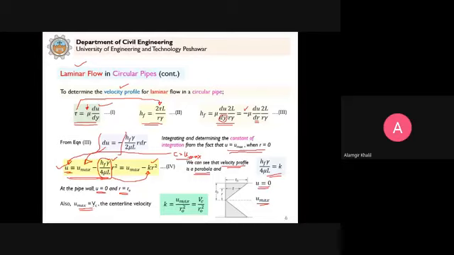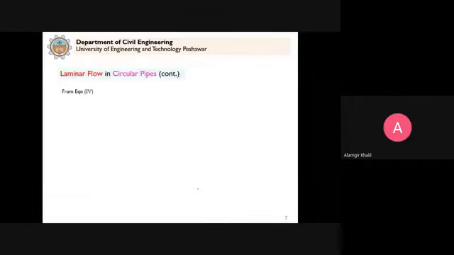When you apply these boundary conditions on this equation, what we get is that k is equal to u maximum by r naught square. When you apply these conditions, this equation will reduce to this form. K will be equal to u maximum by r naught square, or Vc by r naught square. Clear? Now let us proceed. From equation 4, we determined this k value by applying the boundary condition.